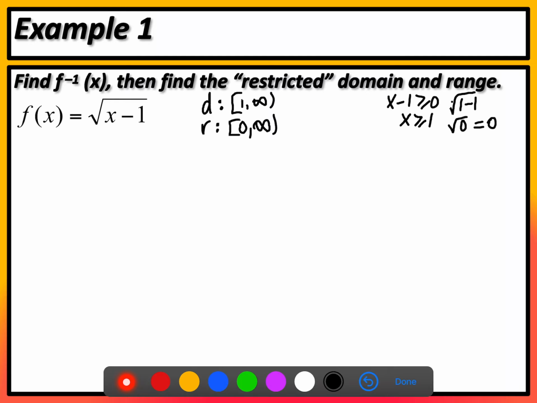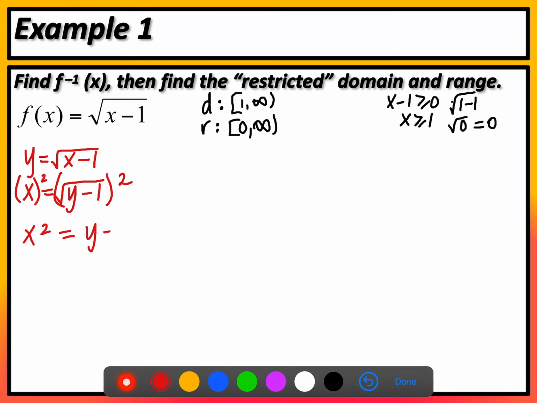Okay, so now I'm going to find my inverse. So remember, we switch out f of x for y equals, and then we change the place of our variables. All right, so I'm trying to solve for y now. So to get rid of the square root, I'm going to square both sides. Okay, so that means that y equals x squared plus 1. Okay, so that's f inverse of x.